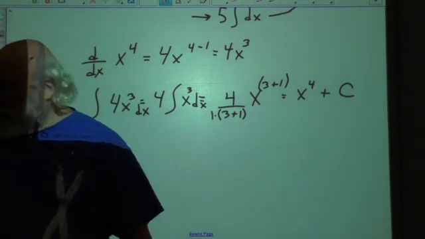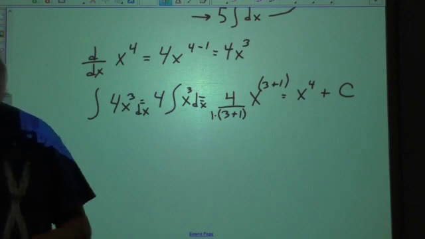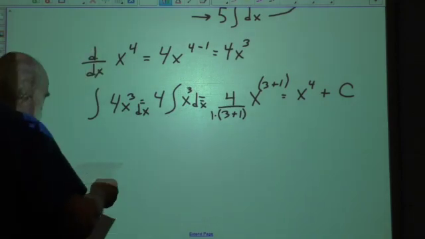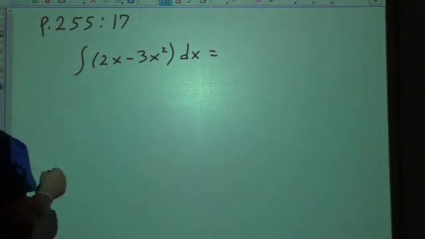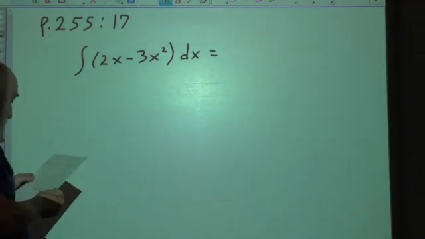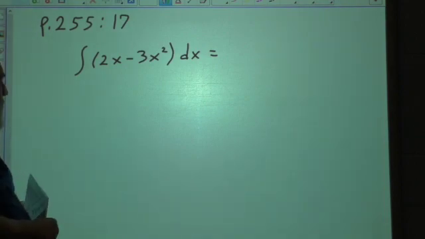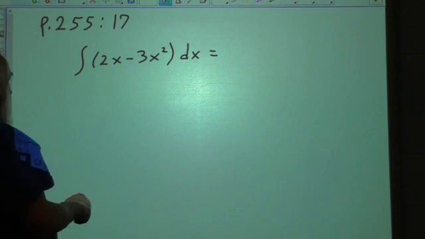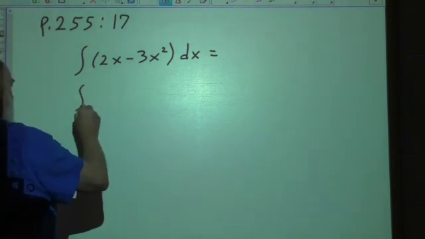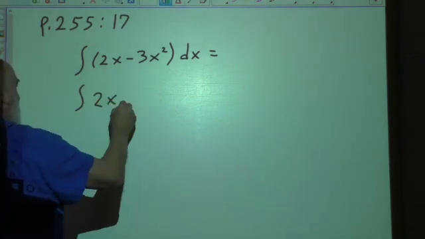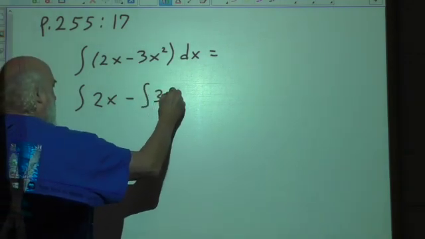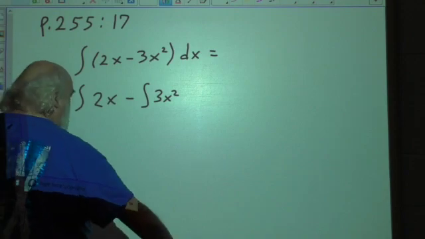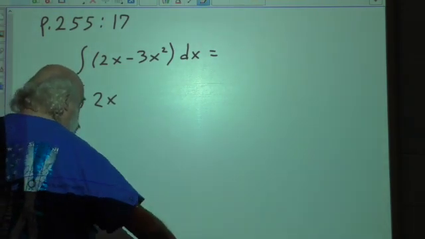So let's take a look at some practice problems. Let's open up our books to page 250. Or 255 rather, sorry. Now let's take a look at problem number 27. Alright, so I'm going to break this down to 2x minus the derivative of 3x squared. And dx of each one of these.